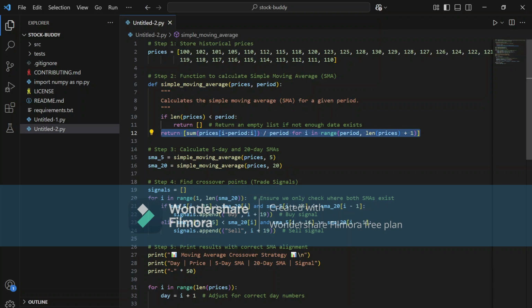Okay, so moving on. This is calculating the 5 day moving average and the 20-day moving average. Now SMA 5 holds the short term trend and the SMA 20 holds the long term trend.